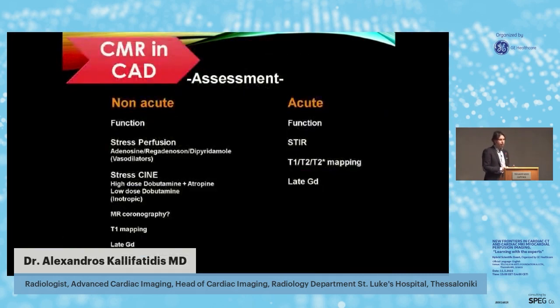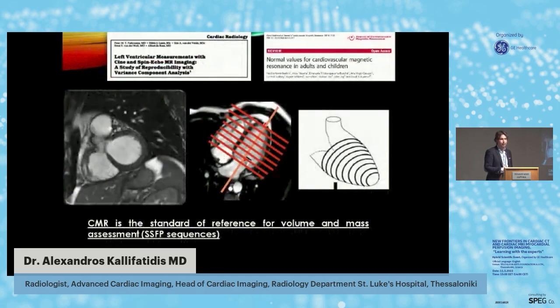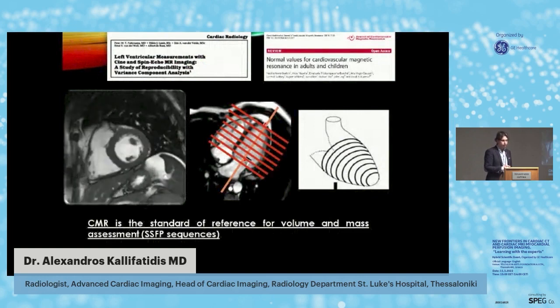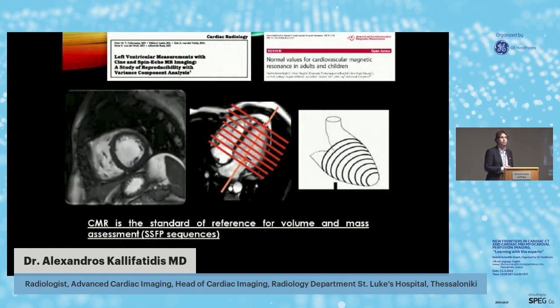So we can use CMR in non-acute, more chronic, and as well in acute phase. In non-acute, we can assess function, we can make stress techniques. We will see if we can make an MR coronarography, newer techniques like mapping, late enhancement, etc. In acute phase, we will search for edema. We will use mapping and, of course, late enhancement, the function, and we want to make the differential diagnosis from other acute syndromes.